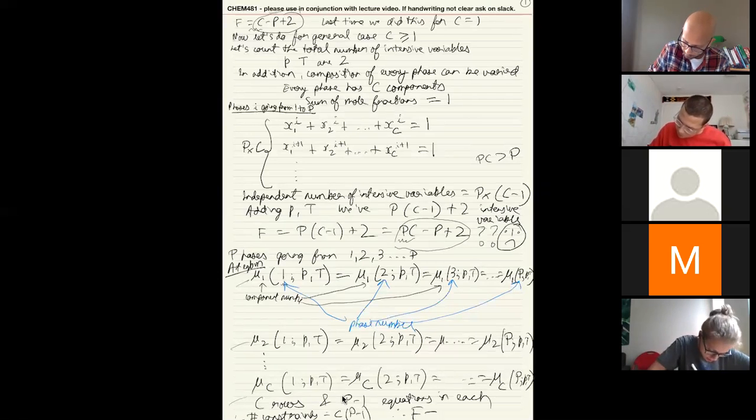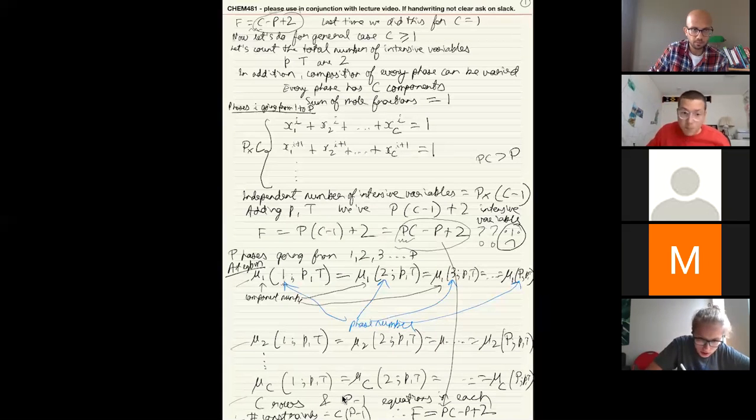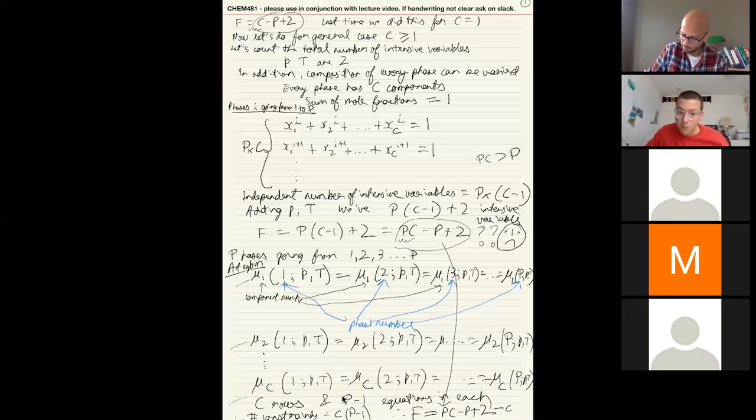Therefore, degree of freedom can now be written by taking what we had over here, PC minus P plus 2, and subtracting the number of constraints. Yeah, I'm going to go through this again. Don't worry, I will go through this from the very beginning. I have the final equation. Let me just write this here. And as you see, this becomes C minus P plus 2. So we got the writing.